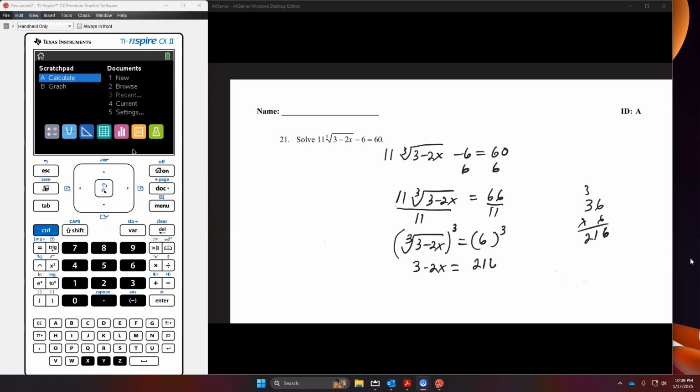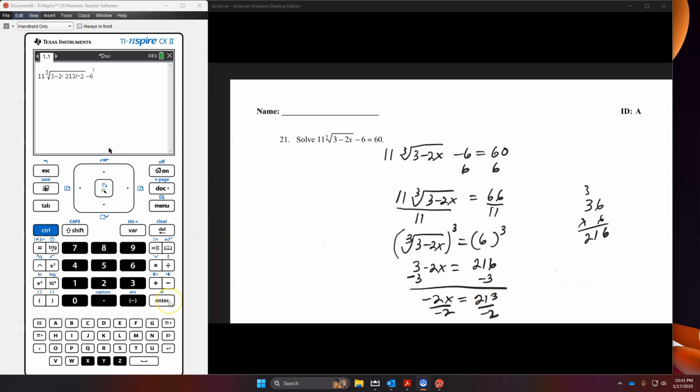So you have 216. You're going to subtract 3 from both sides. So you have negative 2x equals 213. And then you divide by negative 2. And I did check the answer with the key, so that's correct. Let's go ahead and check it with the calculator. So I typed it in. Let's go ahead and check. And the answer is 60.